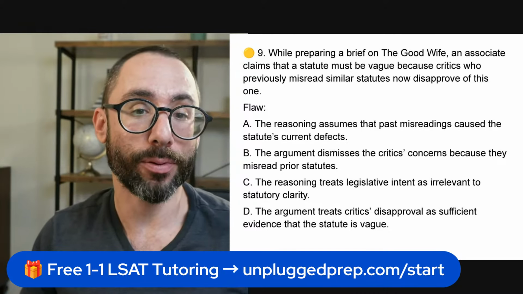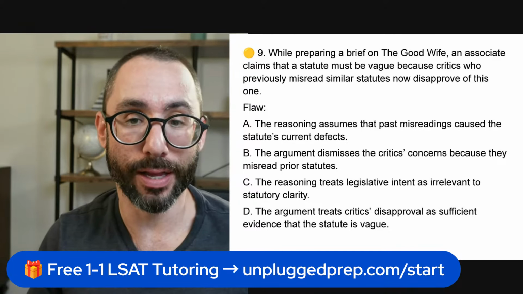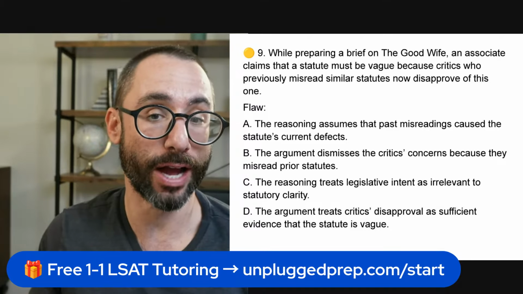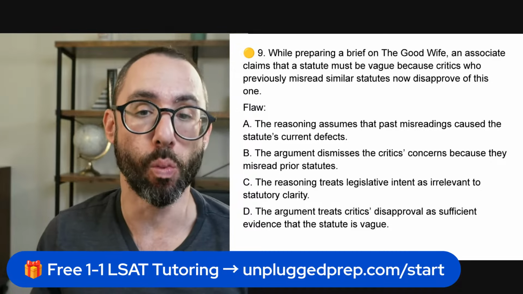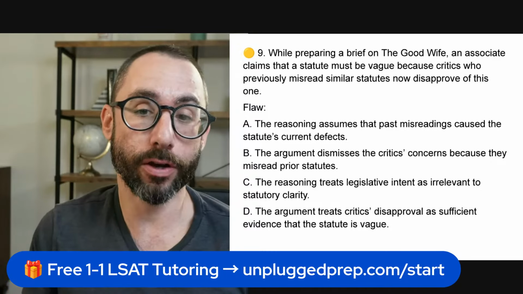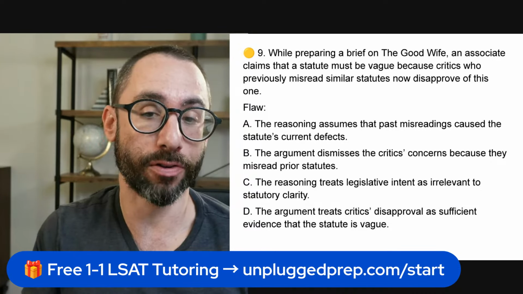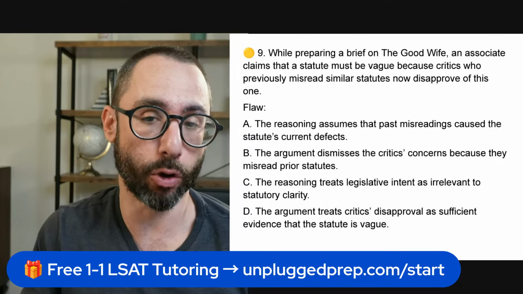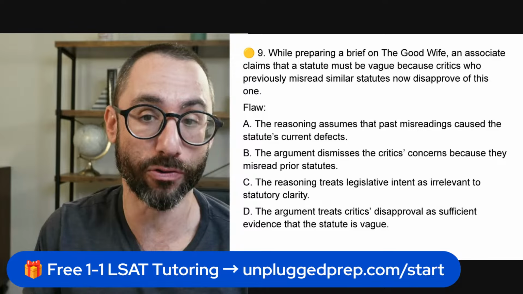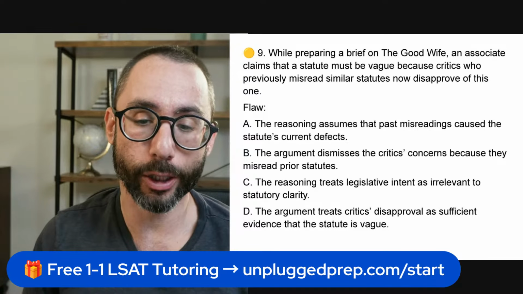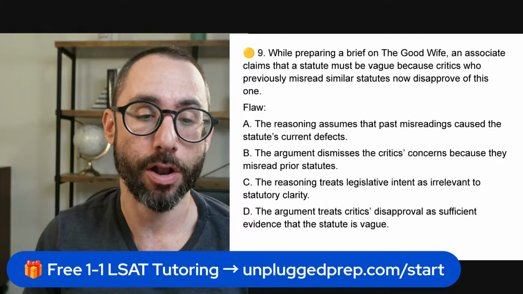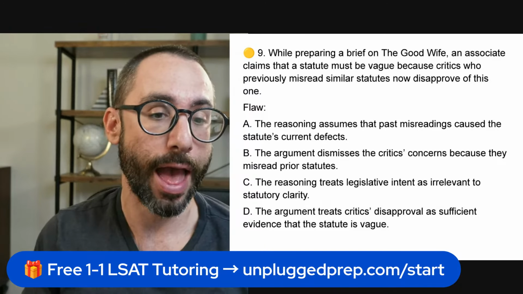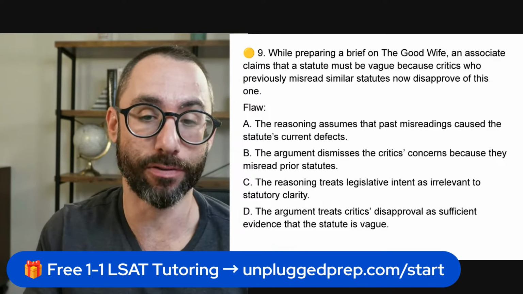While preparing a brief on The Good Wife, an associate claims that a statute must be vague because critics who previously misread similar statutes now disapprove of this one. What is the flaw? A, the reasoning assumes that past misreadings caused the statute's current defects. B, the argument dismisses the critics' concerns because they misread prior statutes. C, the reasoning treats legislative intent as irrelevant to statutory clarity. Or D, the argument treats critics' disapproval as sufficient evidence that the statute is vague.